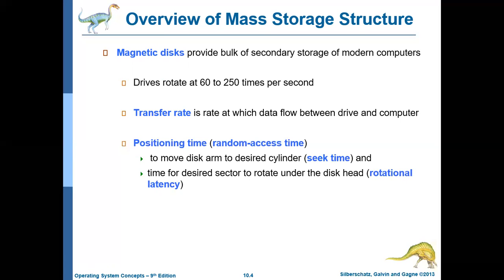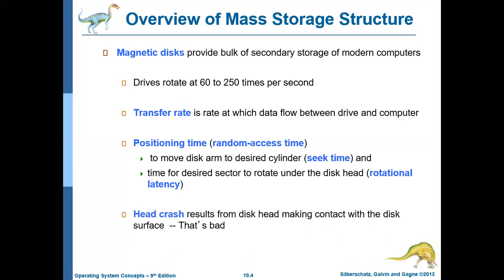So seek time is the time required to move the disk arm to a particular cylinder, and the rotational latency is the time required for the desired sector to rotate under the head.